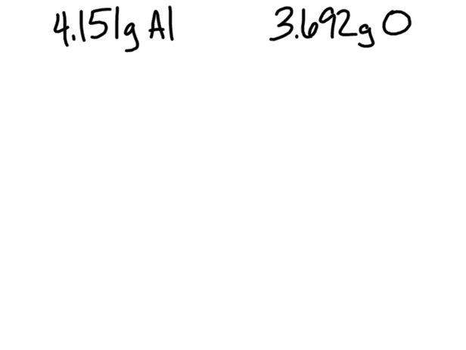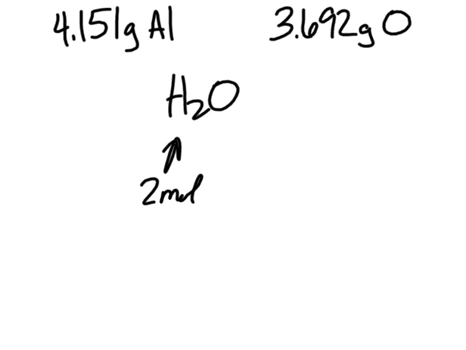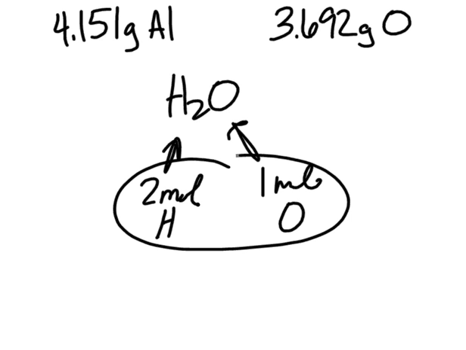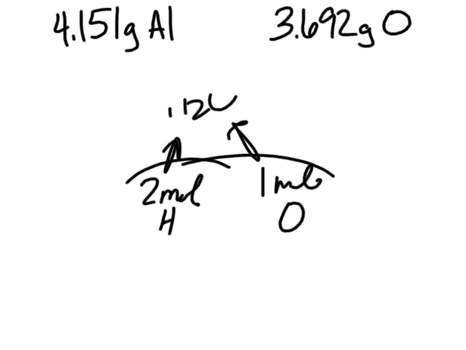So for example, if I was looking at H2O, okay, I'd have 2 moles of H for every 1 mole of O. So now what we do is by converting the grams of aluminum into moles and the grams of oxygen into moles, we can get a molar ratio from one element to another. Okay, so let's go ahead and knock this out.